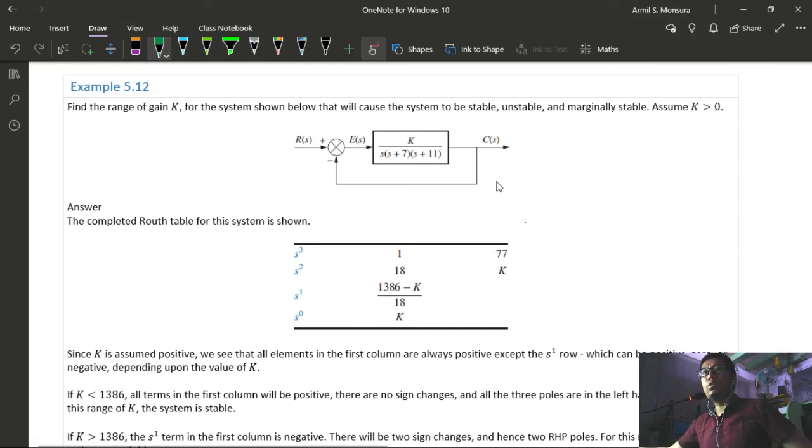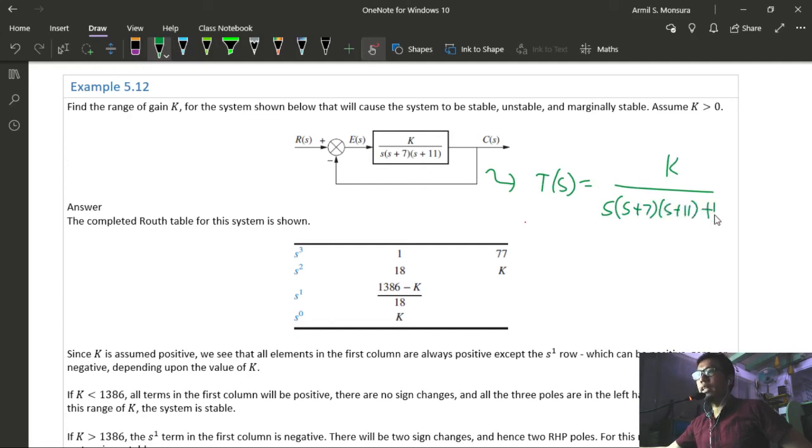I-express natin ito as a closed loop transfer function. So this becomes yung T of s natin dito is K over s times (s plus 7)(s plus 11) plus K, or this is K over s cube plus 18 s square plus 77 s plus K. Okay, so ito yung magiging closed loop transfer function niyo.